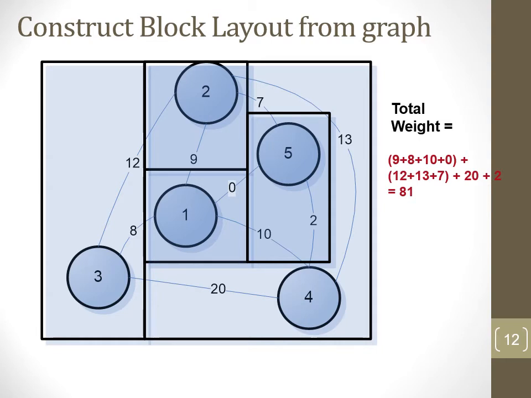Again, let's have a look at this department 1. According to our graph, it must be adjacent to 2, 5, 4, and 3. And when you look at this shape, you see it's adjacent with 2 through this side. It's adjacent with 5 through this side. It's adjacent with 4 through this side. And it's adjacent with 3 through this side. So all adjacencies of the graph are satisfied by the block layout. This is how we construct the block layout from the graph.